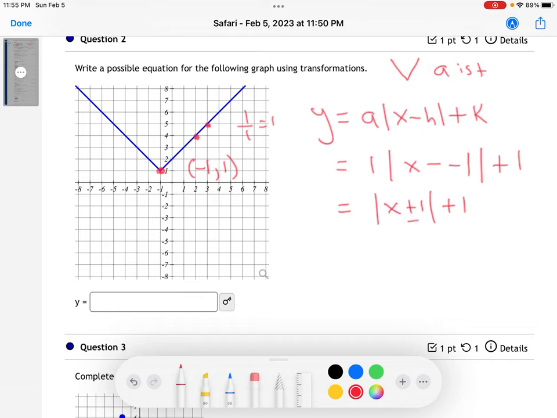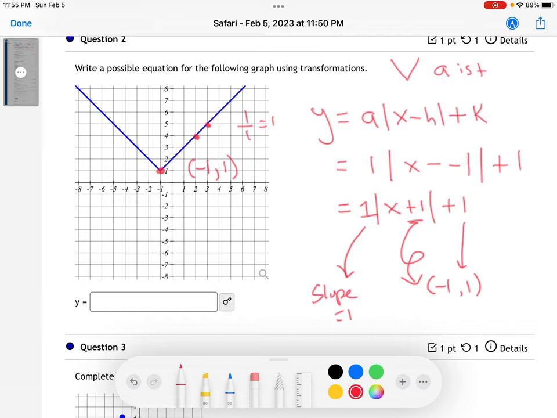Again, the sign flips. This one comes straight down. That's my vertex. My vertex is -1, comma 1. There's an invisible 1 there. That 1 means my slope is 1.